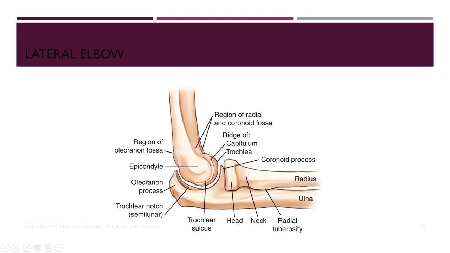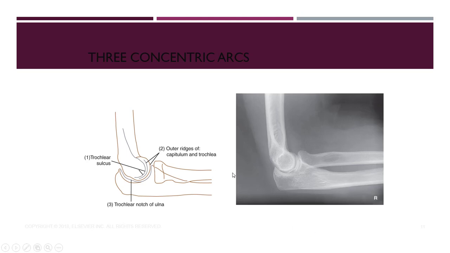Here's your olecranon fossa. This is the ridge of the capitulum and the ridge of the trochlea. Your coronoid process, head, neck, radial tuberosity of the lateral elbow. So again, when we're looking at the radiograph, your epicondyles are now superimposed, but you can see the outer ridges, which forms your capitulum and your trochlea, superimposed. That sits inside that trochlea. Right here's your trochlear sulcus, and it all sits into this trochlear notch of your ulna.